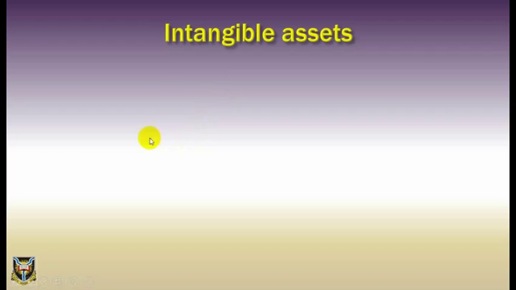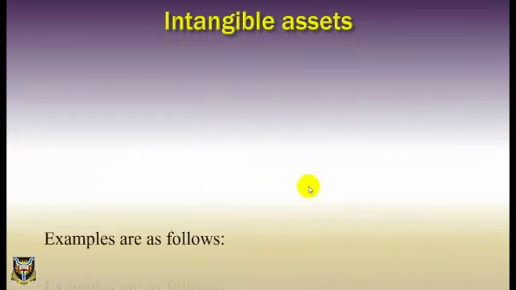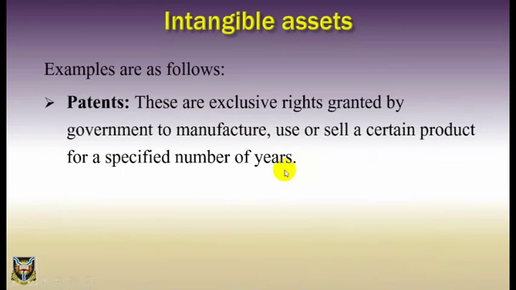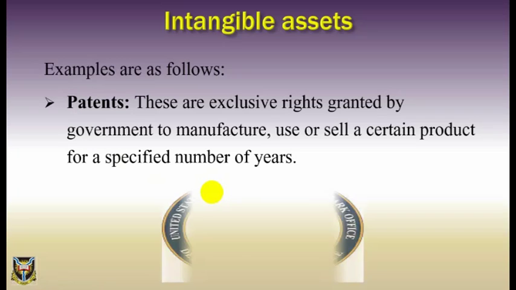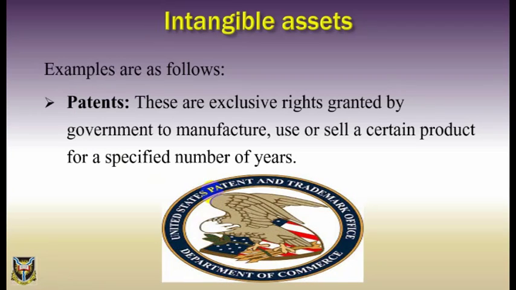E. Intangible assets. Intangible assets are long-term assets that lack physical substance and are not held for investment. The most common intangible assets are as follows. Patents. These are exclusive rights granted by government to manufacture, use, or sell a certain product for a specified number of years. The legal, printing and other necessary costs associated with obtaining and defending the patent are recorded as an asset. Patents are then amortized over the legal useful life.